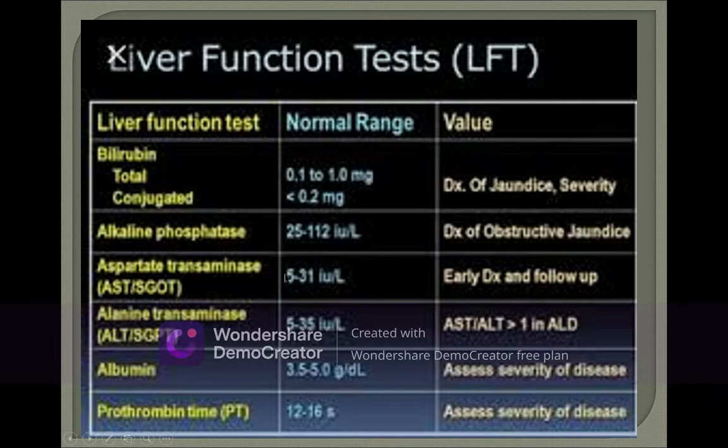In the acute phases, you do the PT to see the nature of onset, and how much the destruction is. The PT will tell you whether it is acute hepatitis or destruction. Whenever it is higher, it means that the patient is going into acute fulminant hepatitis if you are not controlling and managing it properly.